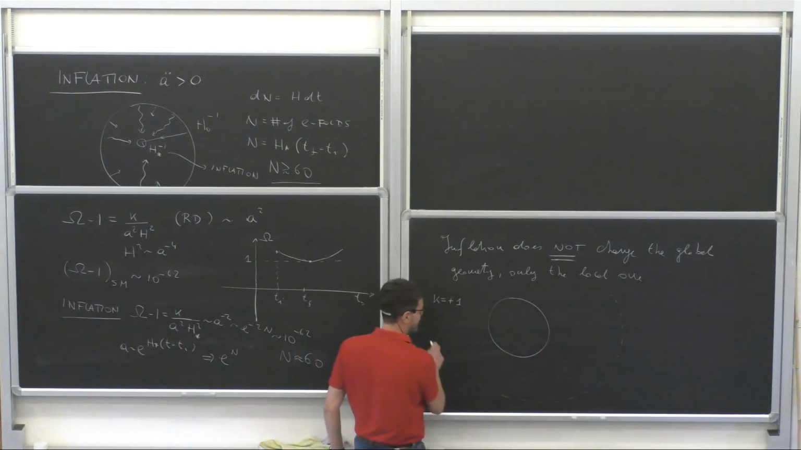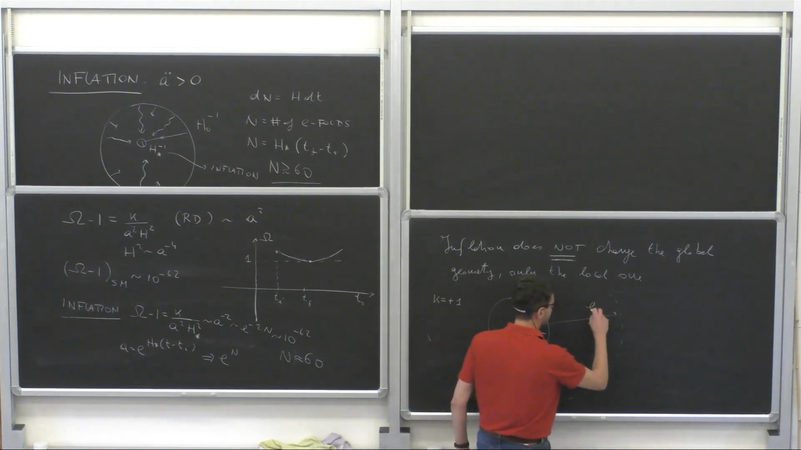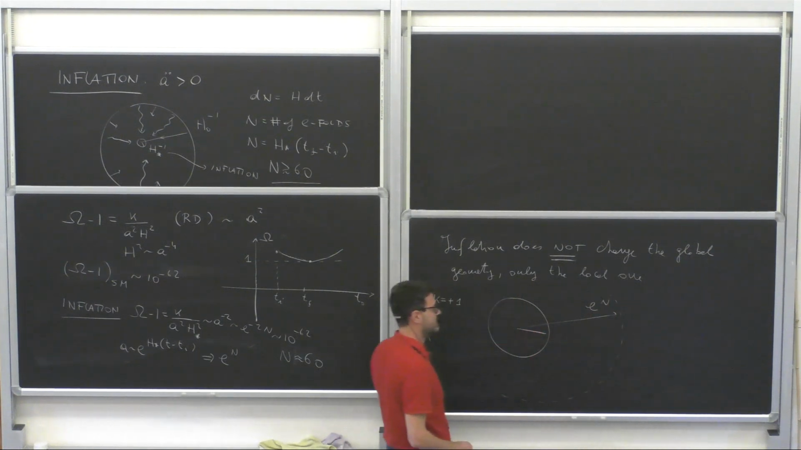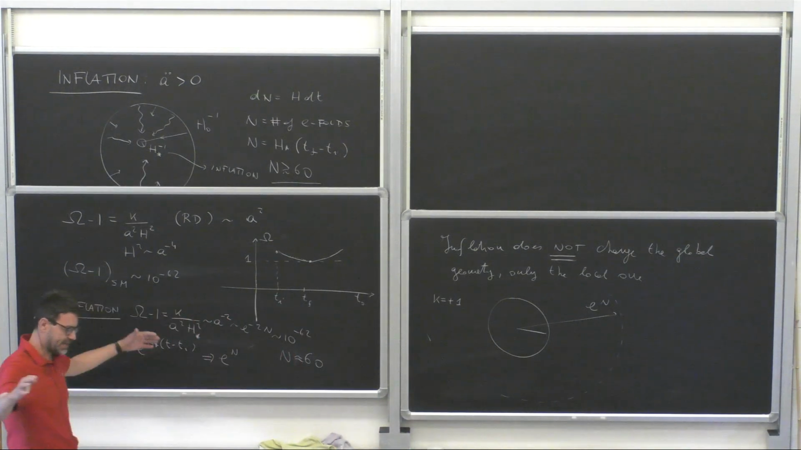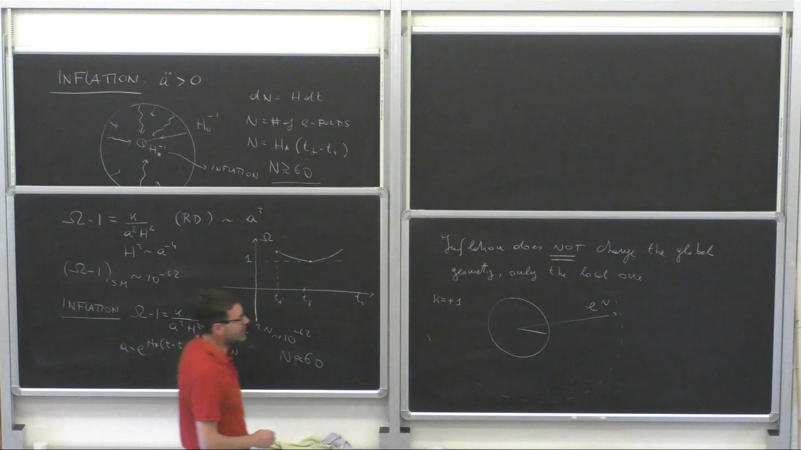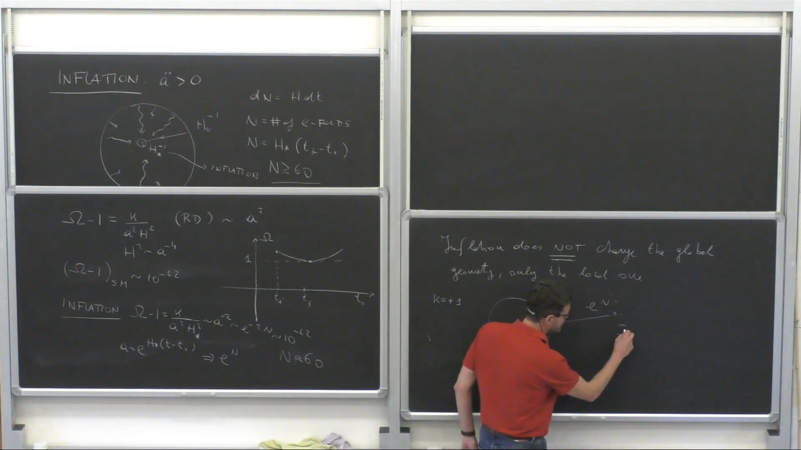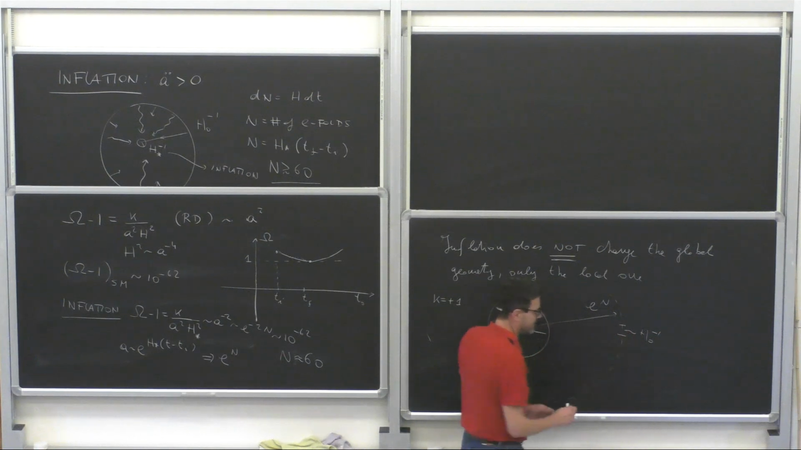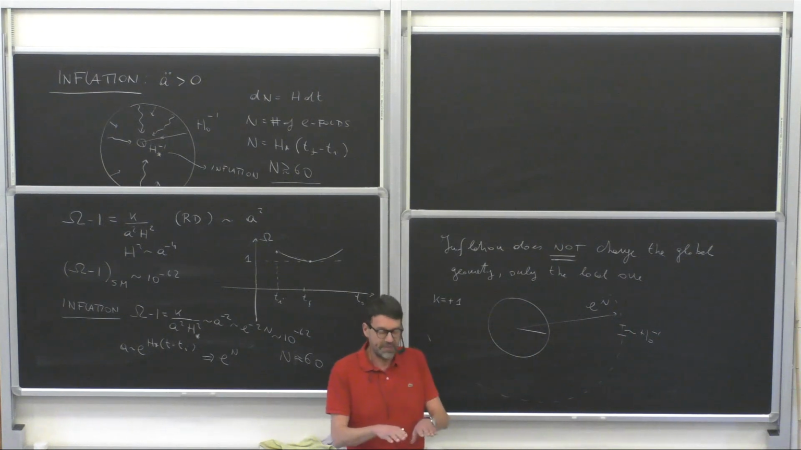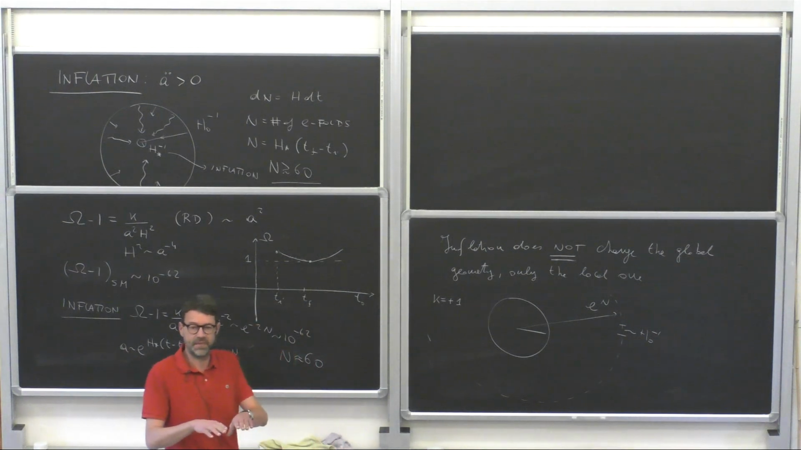Let me draw it like this. Here is the beginning, then at the end you have increased the scale factor by the factor e to the N. So it makes the sphere incredibly large, such that locally, if I take our universe today, our local universe, so this is a section of H to the minus 1, locally the geometry is very flat. It looks like a Euclidean geometry, okay?